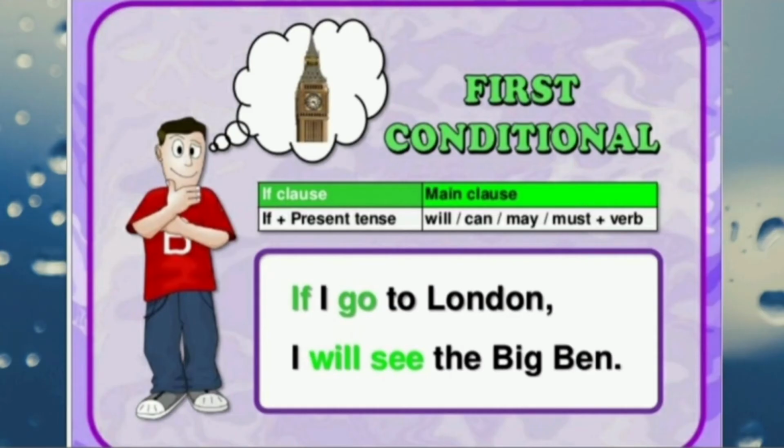Moving on to the second type of conditional, which is known as first conditional. First conditional is used to talk about actions or events in the future, which are likely to happen or have a real possibility of happening. The structure of first conditional is if plus simple present tense, followed by will, can, may, must plus the first form of the verb in the main clause.